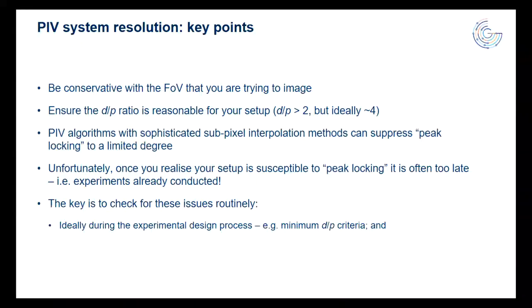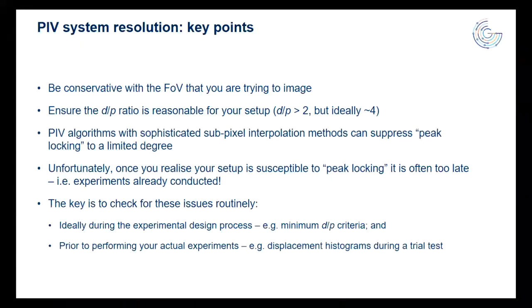So ideally, check your minimum D on P criteria, and then after your test, as a final check, go and check your displacement histograms. And what I would recommend is you do this at 1G on the lab floor with an exact mock-up of your experiment. Do an experiment, in spite of the stress field being wrong, get some images you can analyze and just check that the output you're getting is as it should be before you go and do your full sequence of experiments.